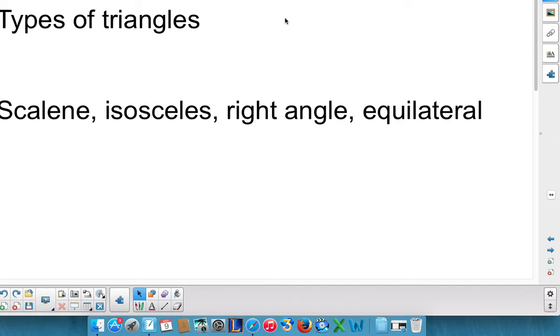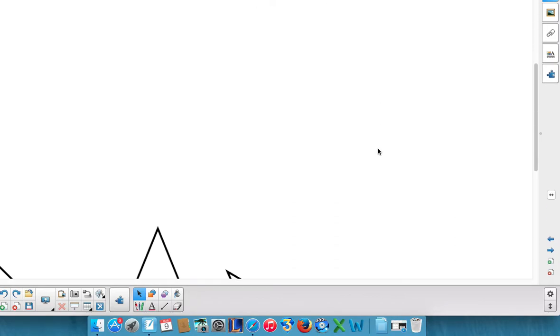The first type of triangle is a scalene triangle, which has no equal sides. We have an isosceles triangle, which has two equal sides, a right angle triangle with a right angle, and an equilateral triangle with all equal sides. Here are some examples.